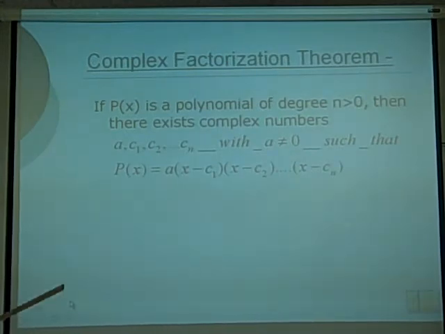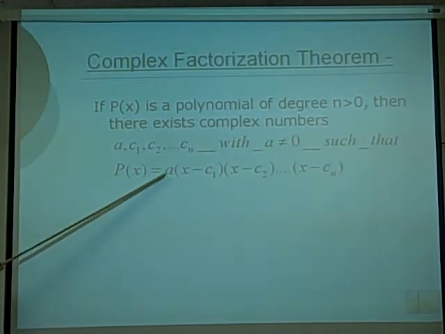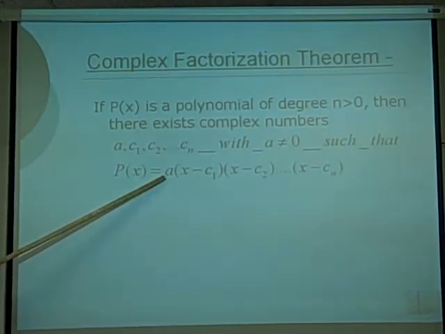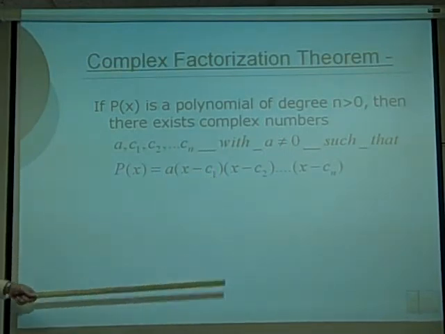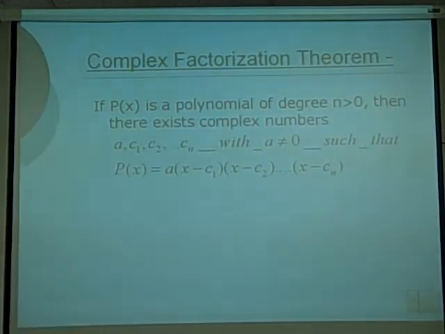Complex factorization theorem, where we have p of x, a polynomial with degree n greater than or equal to 1. Then there exist complex numbers where we can factor it out. We may have a leading coefficient there, and then we have our factors, x minus c1, x minus c2, and so on. And we're going to use these factors to help us get our zeros.